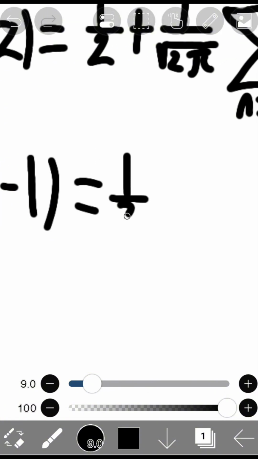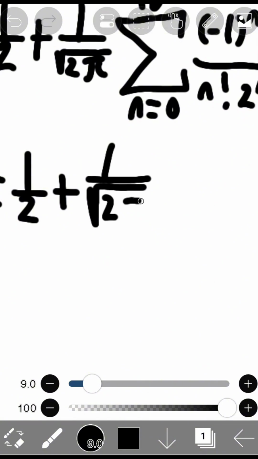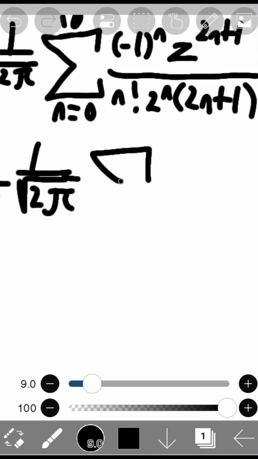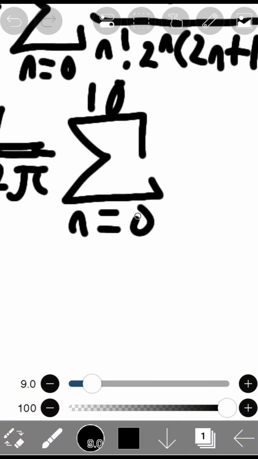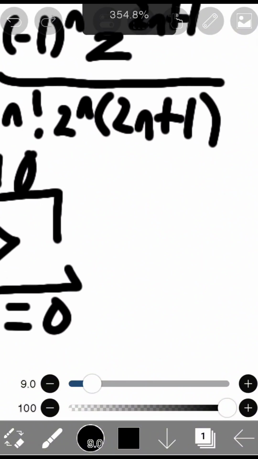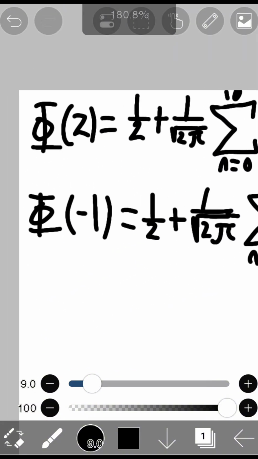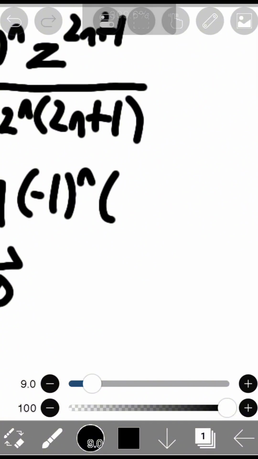So we have 1 half plus 1 all over square root of 2 pi. Remember, all you need is to just replace. And I'm pretty sure calculators are allowed in the statistics class. They can't just not allow that. So we have negative 1 raised to the power of n. And then remember, it's no longer z. It's no longer a function of z, but a function of negative 1. So we can go ahead and replace z with negative 1.